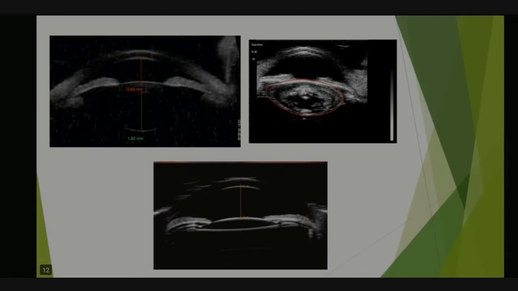In the first image you can see it is a normal structure. You can see the cornea, the anterior lens capsule, and the posterior lens capsule. I'm telling the vertical one. Here we measure the anterior chamber depth and the lens diameter. In this, it is only mentioned vertically. We also measure the horizontal diameter of the lens.